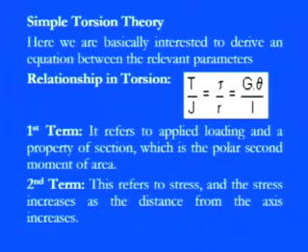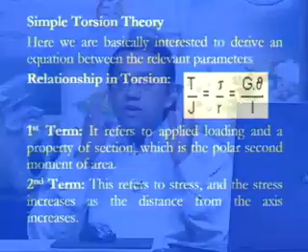Now with all those parameters, we want to relate them. The relationship in torsion comes as T by J is equal to tau by R is equal to G theta by L. Now you will find that there are three different terms, and these three terms are exactly equal. So what do these terms signify?